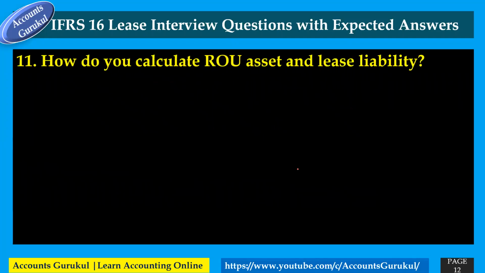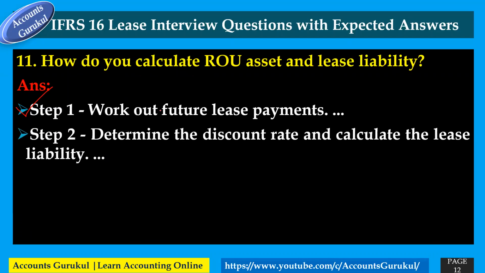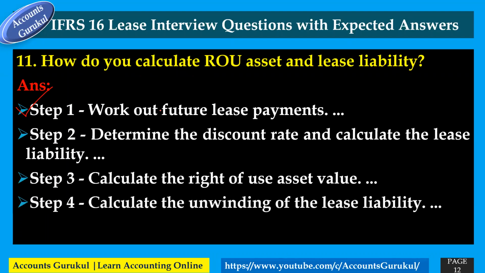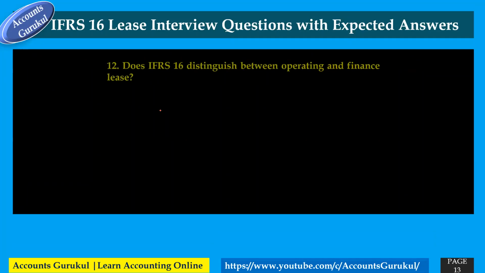How do you calculate the ROU, right of use asset, and lease liability? Step 1, work out future lease payments. Determine the discount rate and calculate the lease liability. Calculate the right of use asset value. Calculate the unwinding of the lease liability. Calculate the right of use asset amortization rate. So you have to follow these 5 steps to calculate the ROU asset and lease liability.